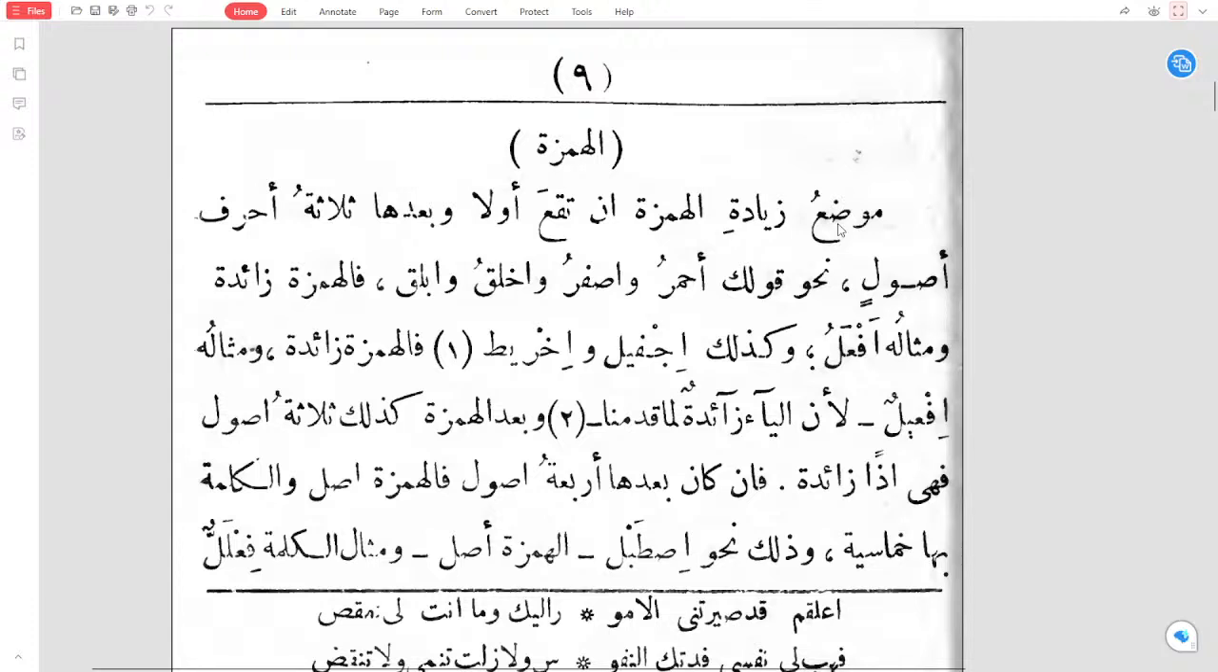موضع زيادة الهمزة أن تقع أولا وبعدها 3 أحرف أصول نحو قولك أحمر وأصفر وأخلق وأبلق فالهمزة زائدة ومثاله أفعل. The place where the Hamza comes extra is that it comes at the beginning of the word, and after that the remaining 3 root letters occur. Like how when we say Ahmar, the Hamza is extra, and the remaining 3 letters Ha, Mim, Ra are root letters. Wa Asfar, Wa Akhlaq, Wa Ablaq.